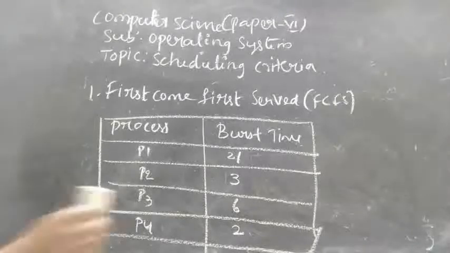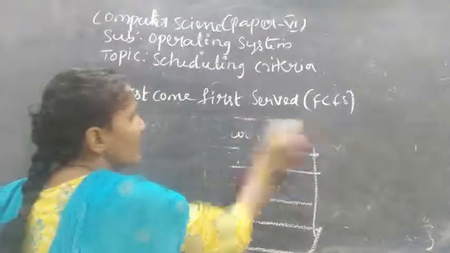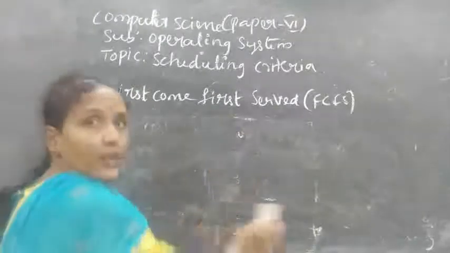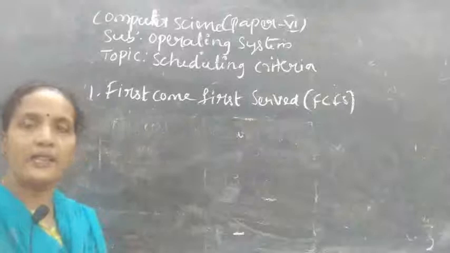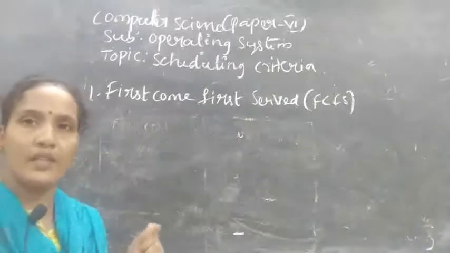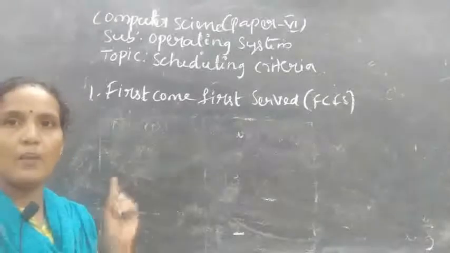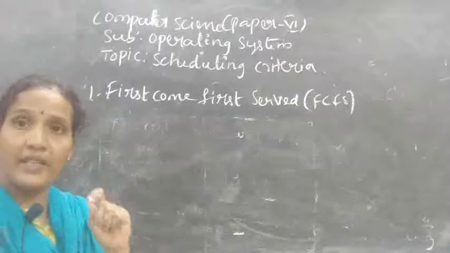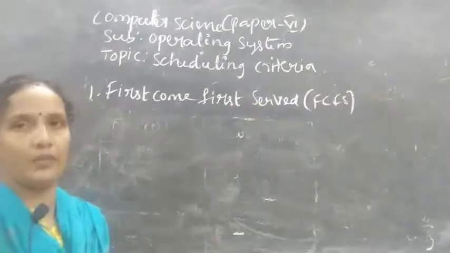Now, we'll calculate the average waiting time. Actually, what is the average waiting time? As I said, for each and every algorithm, you need to calculate the average waiting time, because we compare the algorithms based on it. What is the average waiting time? It is the waiting time of all the processes in the ready queue.